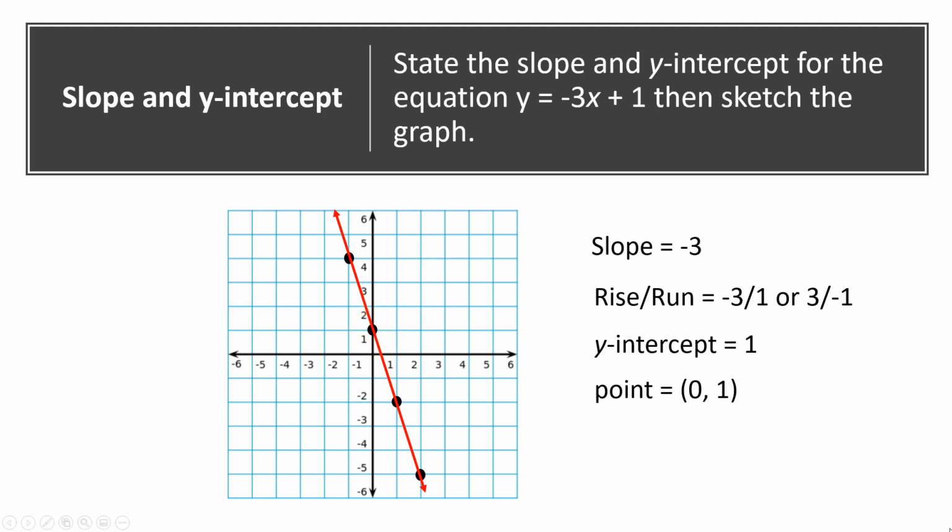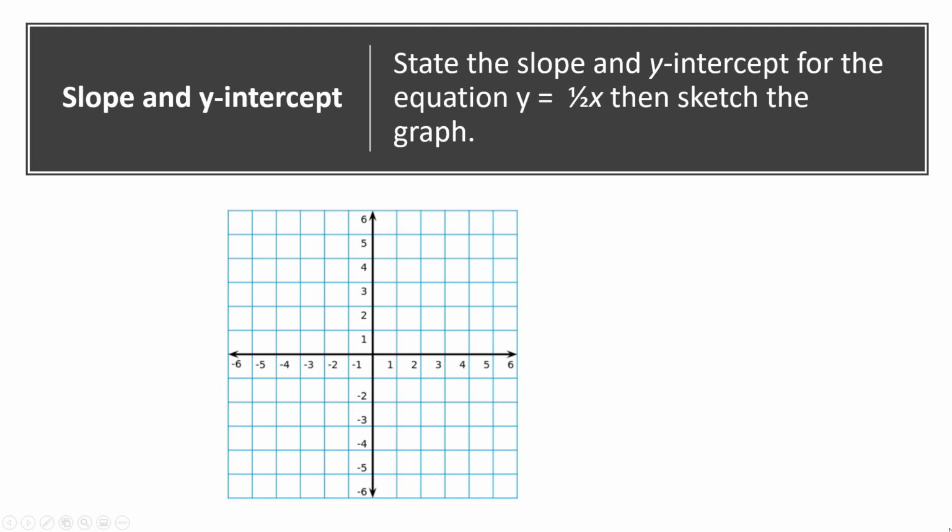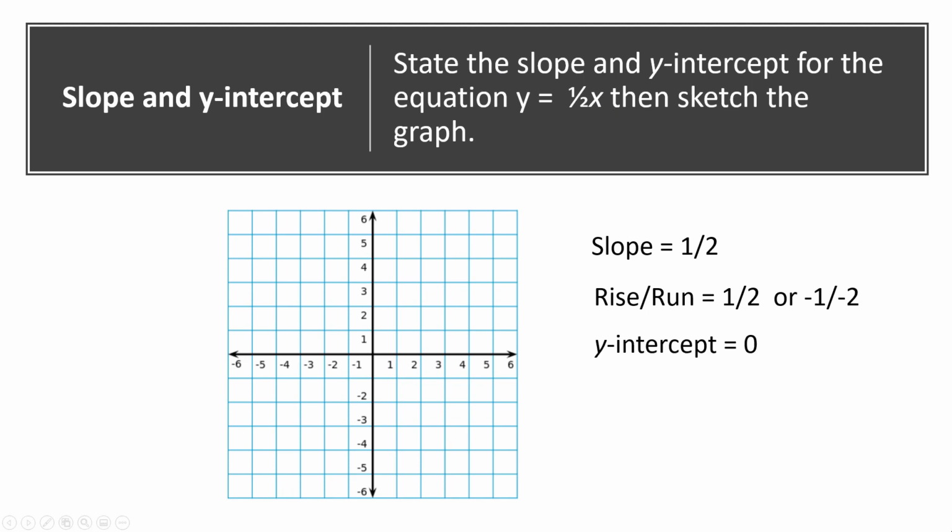Let's do our last example. Graph y equals 1/2 x. Our slope is the coefficient of 1/2, and that's the same thing as 0.5. We can write slope as rise over run, which is again 1/2, or we can even say -1 over a -2. In this case, we don't see a value of b, so it's understood to be 0, so our y-intercept is 0, which means as a point it's the origin, (0, 0).